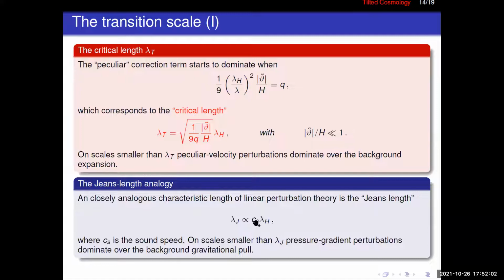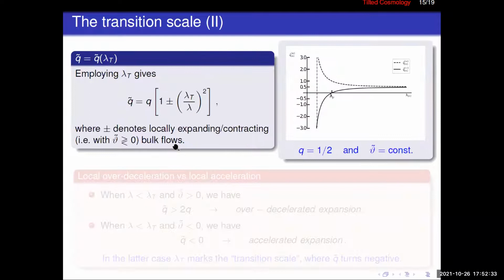And recall that the Jeans length marks the threshold below which pressure gradient perturbations dominate over the background gravitational pull and dictate the local linear evolution of density perturbations. Here it is peculiar velocities that dominate over the background Hubble expansion and dictate the local bulk flow kinematics. So the question now is how large this critical length can be.